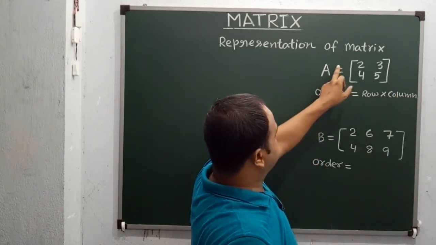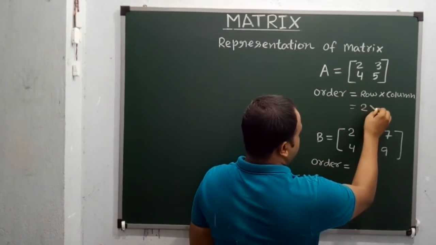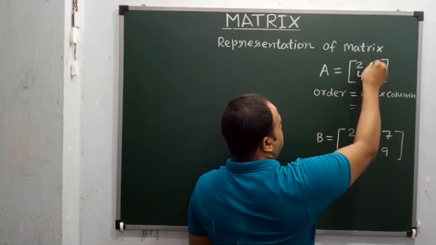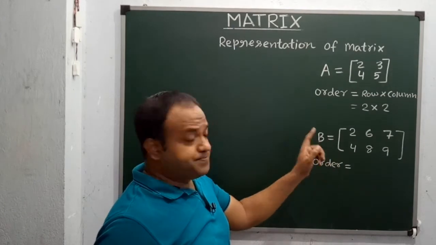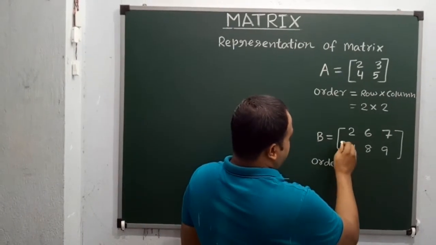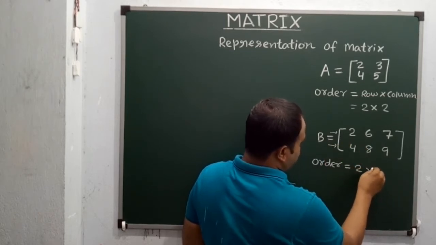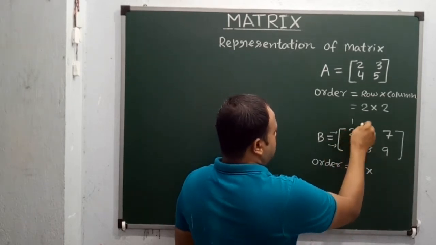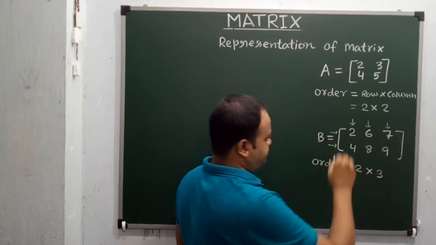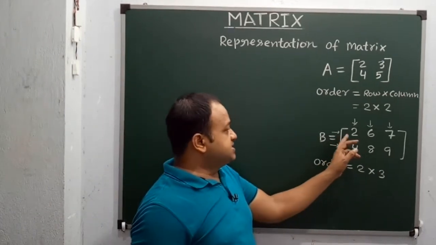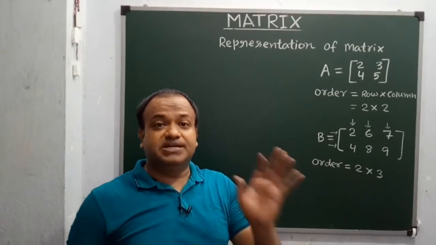Now what is the number of rows here? 1 and 2. 2 rows. So here you will write 2. And what is the number of column here? Column 1, column 2, 2. If you see the matrix B, what is the number of row? Row is number 1 and number 2, 2 rows. So 2 into, and what is the number of column? 1, 2 and 3. There are 3 columns. So 2 into 3. Now one thing, these numbers which are inside this bracket, these are called elements of matrix.